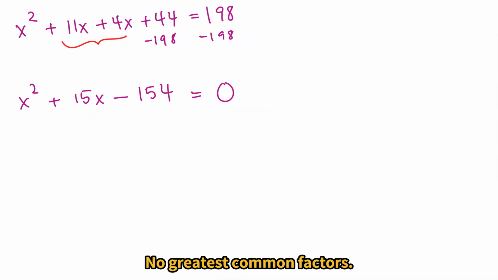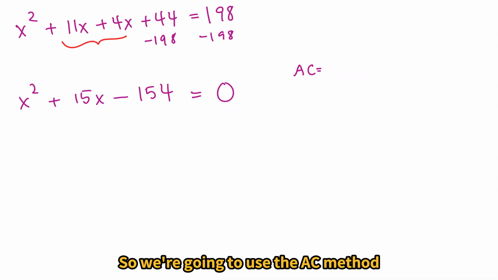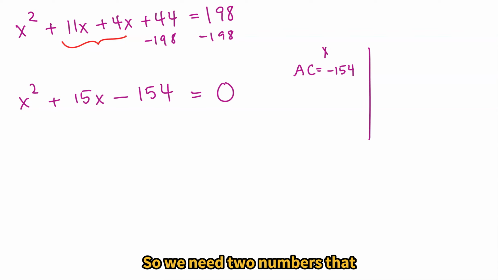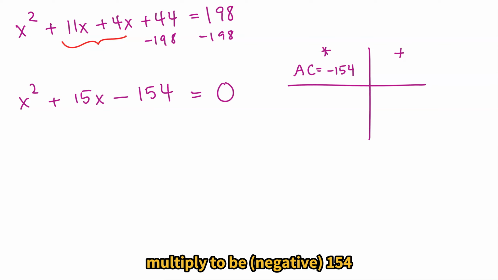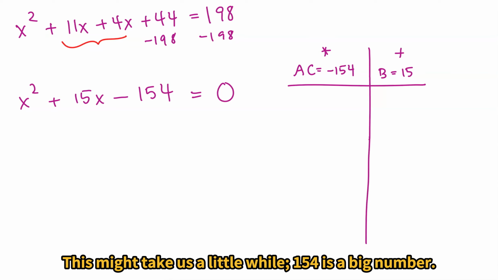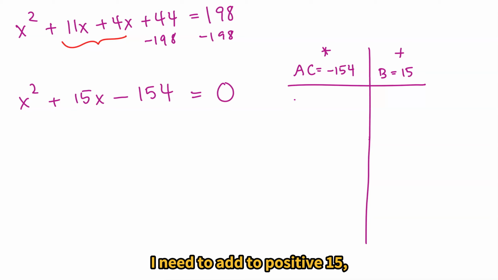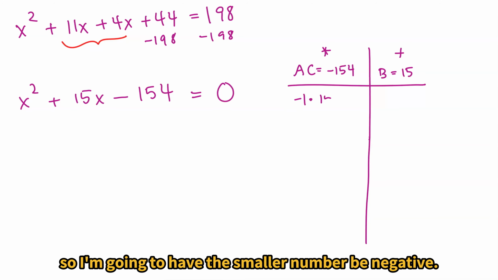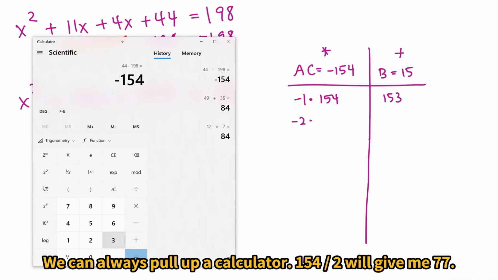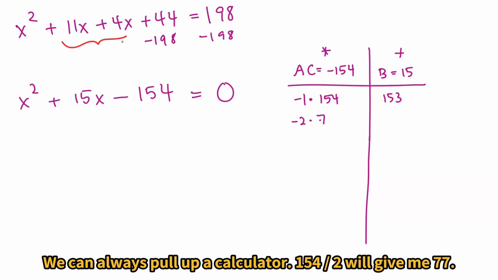No greatest common factors, so we're going to use the AC method. A is 1, C is negative 154, so we need two numbers that multiply to be 154 and add to be 15. This might take us a little while. 154 is a big number. I need to add to positive 15, so I'm going to have the smaller number be negative. 2 will divide. And we can always pull up that calculator. 154 divided by 2 will give me 77.